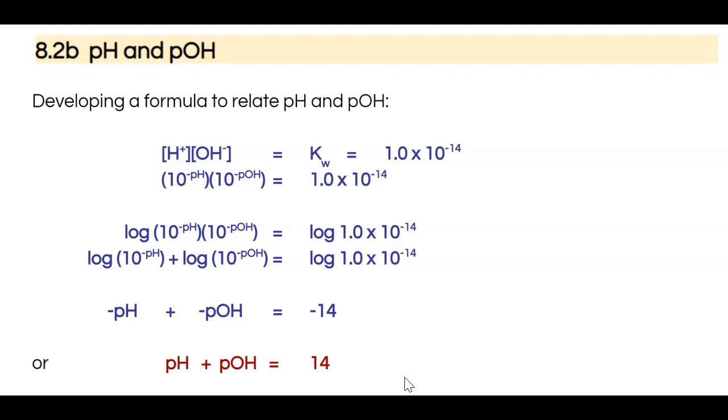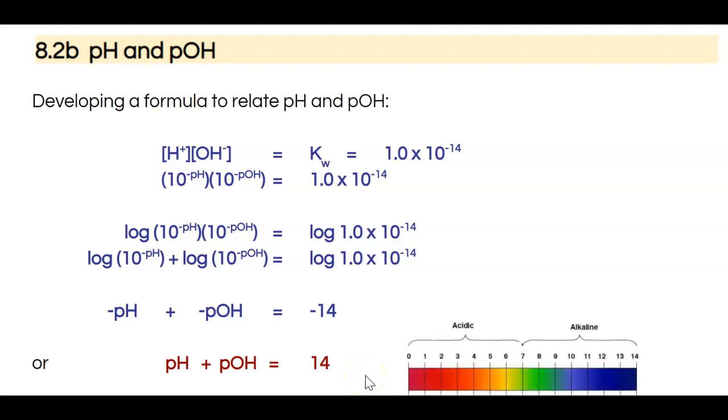At the end of the day, this formula is what you need to know. All this other stuff is just, for interest's sake, FYI. But this is the formula we need to know. And I'm wondering if there's anything about this that seems familiar.